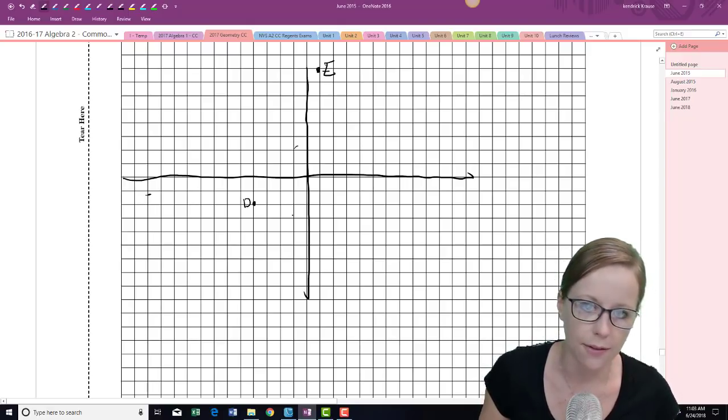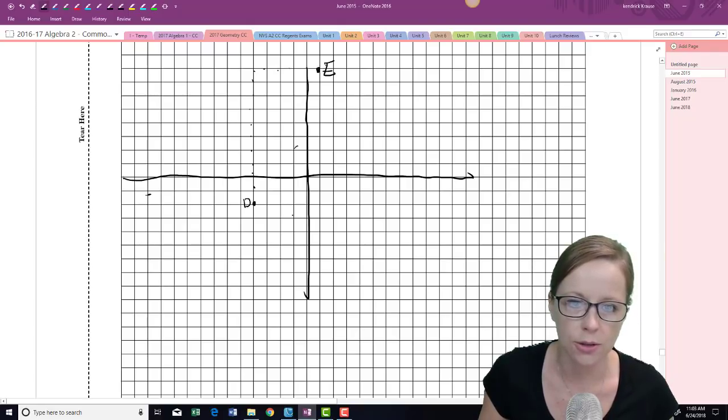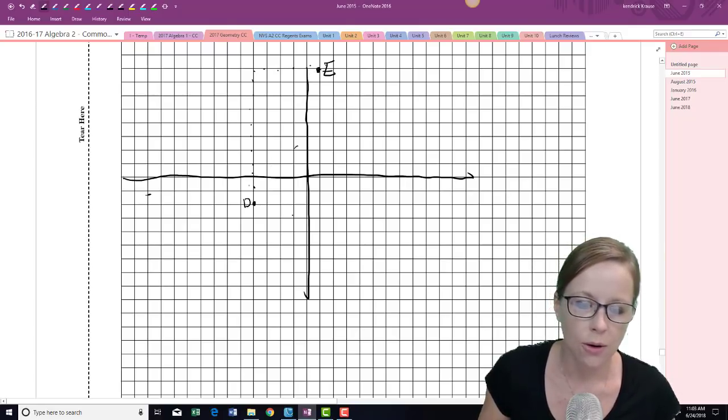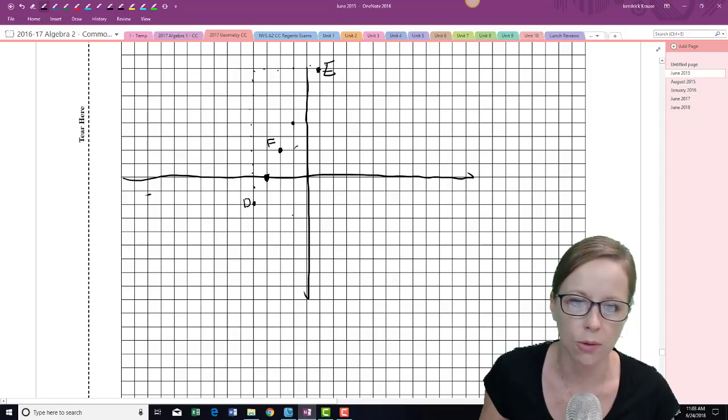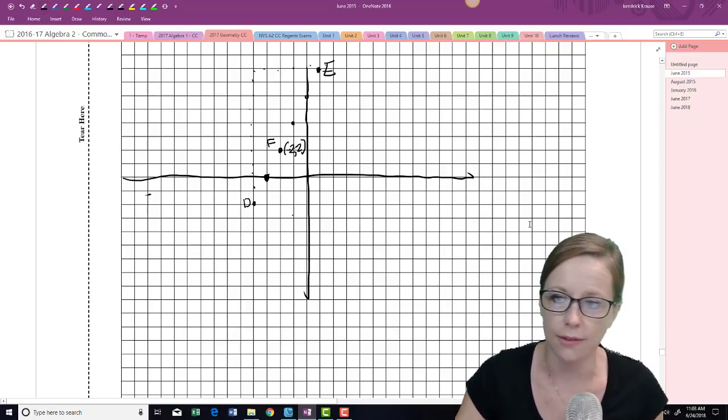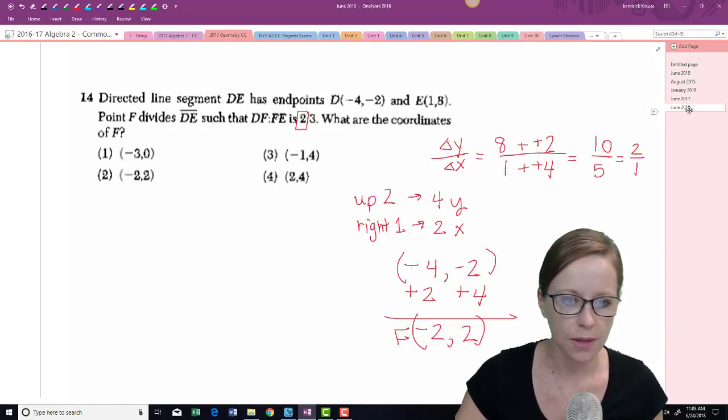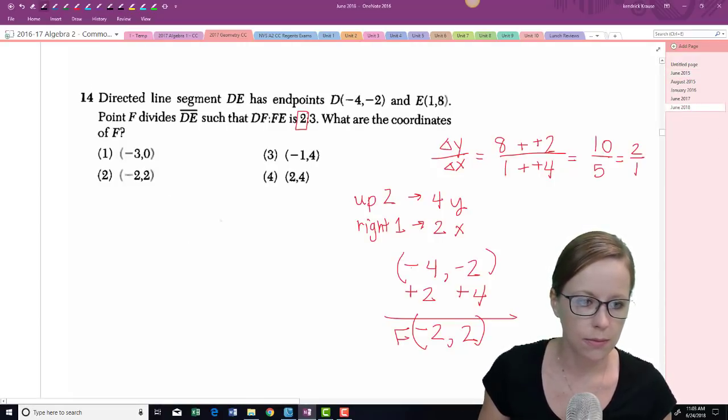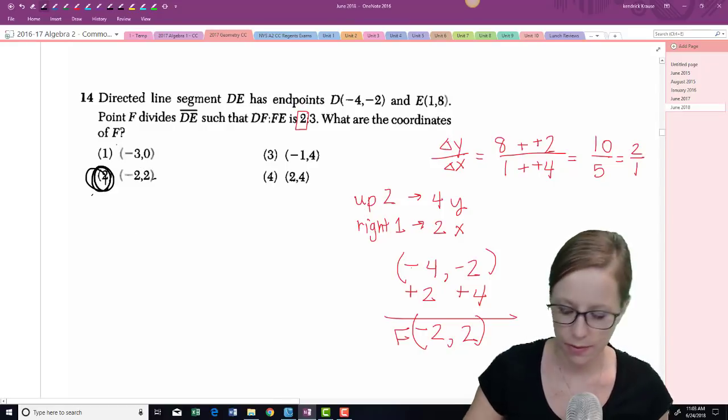So D to E, we're looking for F. If I go up 1, 2, 3, 4, 5, 6, 7, 8, 9, 10 over 1, 2, 3, 4, 5, right? So again, that's up 2 over 1. So go up 2 over 1 once, up 2 over 1 twice. That will be F. Up 2 over 1, up 2 over 1, up 2 over 1 gives me the 3 after that. The coordinates of F are -2, 2. That's how I really would have done it, because I would like to use my graph paper. So -2, 2 is choice 2. Fabulous.